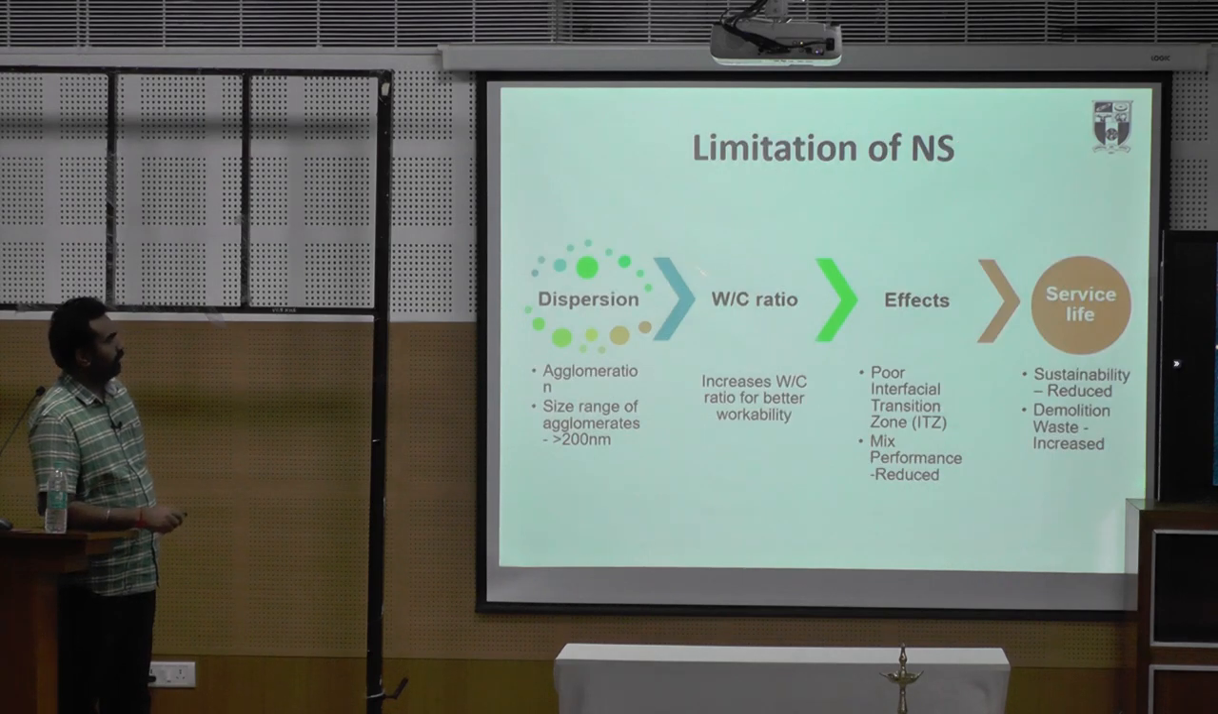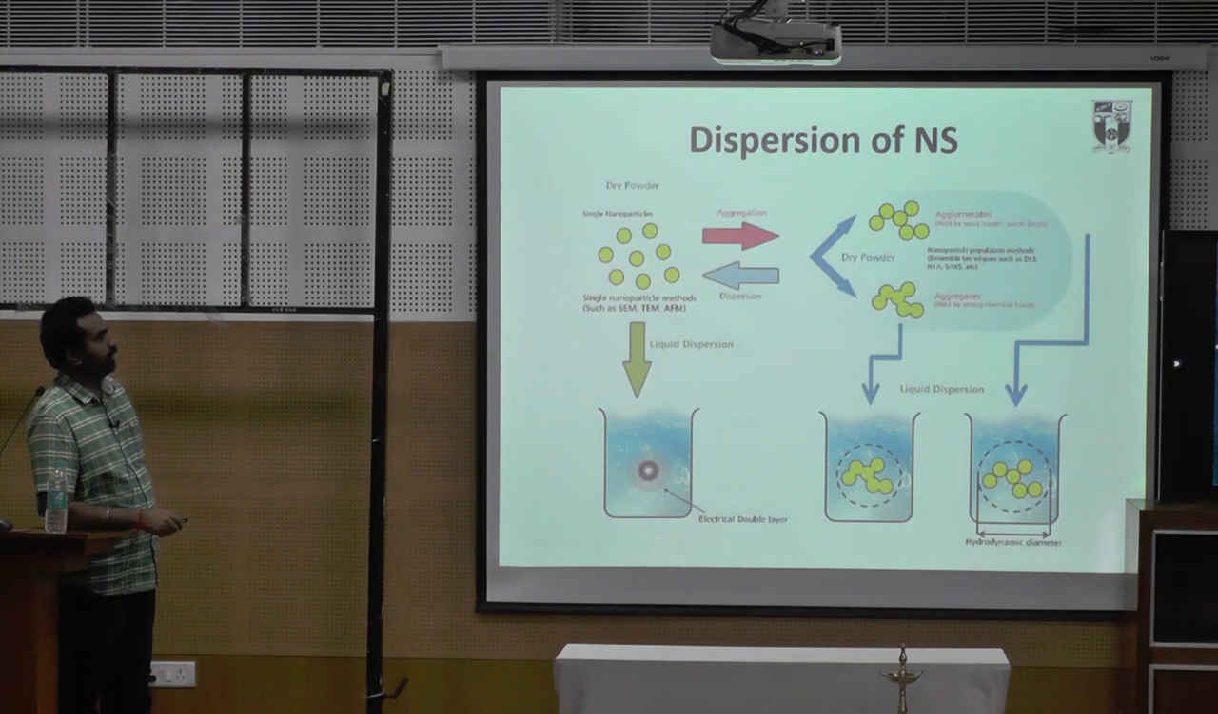There are a lot of limitations available. The agglomeration is a very major difficulty which we faced. So this is a dry powder sample. After dispersion you can see how the process is taken in that room. So this is a single nanoparticle, which is represented here in the double layer.